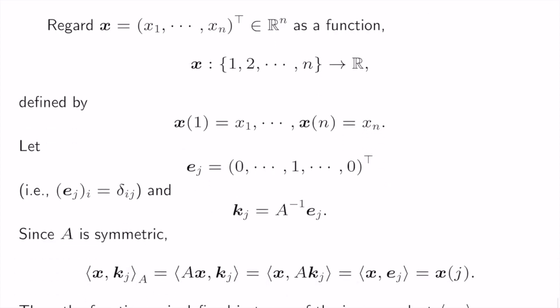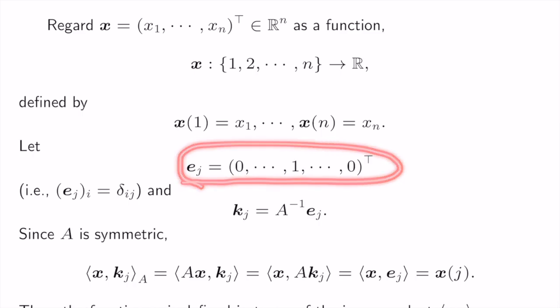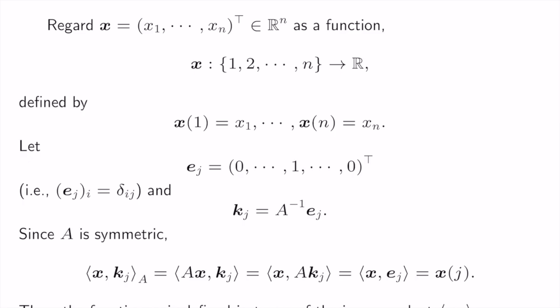Okay, now let us define these orthonormal basis vectors. That means e_j means only the jth element is 1 and everything else is 0. And define this vector k_j. A is of course a positive definite matrix, so its inverse exists because no eigenvalues are 0. And A inverse times e_j is k_j.